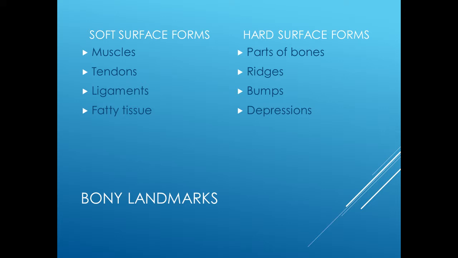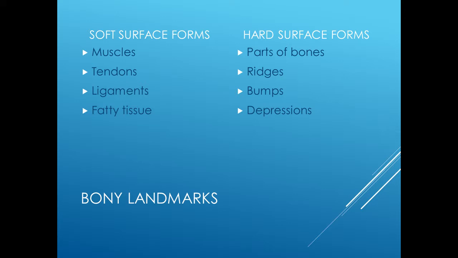All right, there are hard surface forms as well. Parts of bones can be hard surface forms, like ridges. Here's an example of a ridge. If you think of your clavicle, more commonly known as a collarbone, you can hold on to it, and that is a ridge going pretty much from your shoulder over to your neck. That's the kind of ridge we might look for.